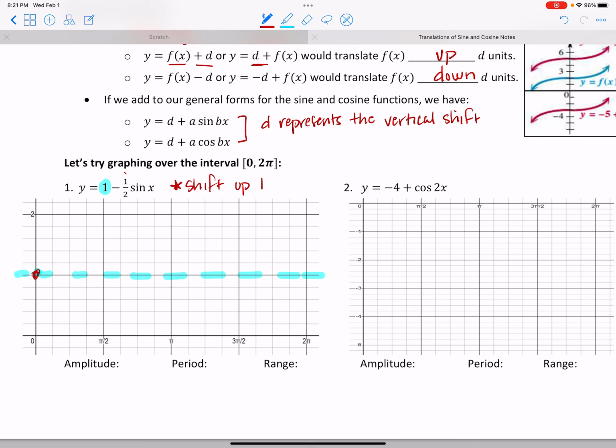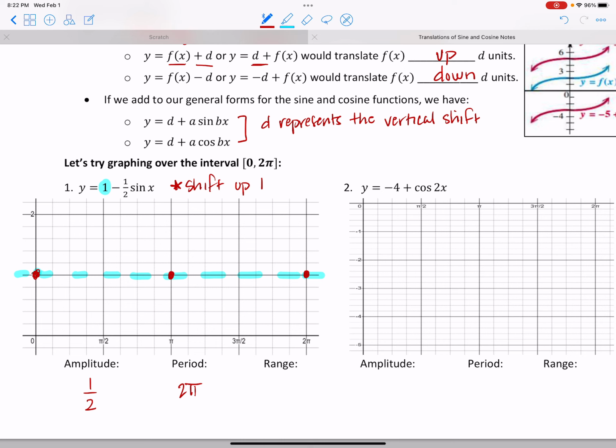And then remember, this is affecting our amplitude because we have a half there. Our amplitude is going to be a half. So from my starting point, I'd either go up or down. And because I have a negative, I know I'm going to go down. And then the period's not changing. There's no b in there other than 1, so we're still just going to be looking at one cycle from 0 to 2 pi. And then the range we'll do after we look at the graph. So I'm starting on my midline instead of starting at 0. I'm going to end on my midline instead of ending at 0. And in the middle, I'm going to hit that midline as well.